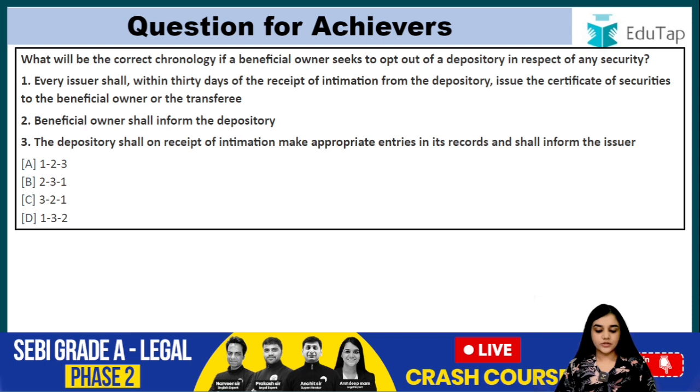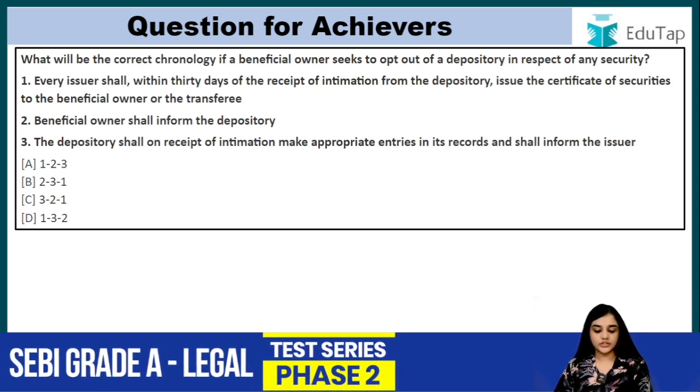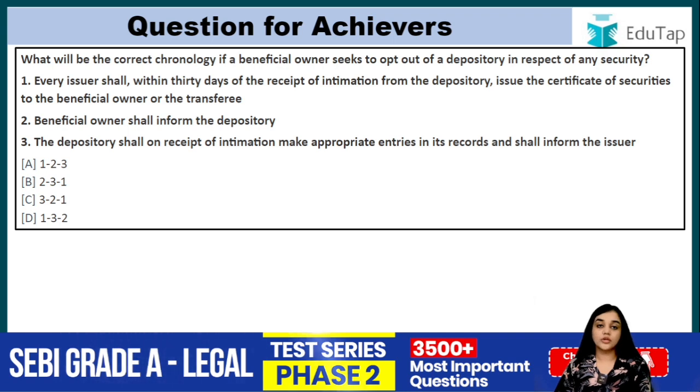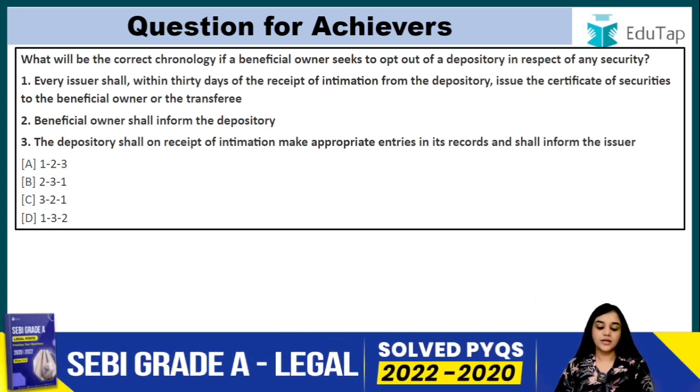What will be the correct chronology if a beneficial owner seeks to opt out of a depository in respect of any security? Every issuer shall, within 30 days of the receipt of the intimation from the depository, issue the certificate of securities to the beneficial owner or the transferee. Beneficial owner shall inform the depository. The depository shall, on receipt of the intimation, make appropriate entries in its record and shall inform the issuer. So you have to comment the right answer below.